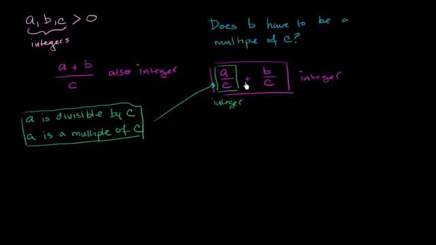Now, if I have an integer and I add something to it and the whole thing is an integer, well, the thing that I'm adding to it must be an integer. The only way that I get an integer plus something to be an integer is if the thing I'm adding to it is also an integer. There's no way that I could add an integer to a non-integer and then get an integer. So this has to be an integer. And if b over c is an integer, that means that yes, b must be a multiple of c. So the answer here is yes.